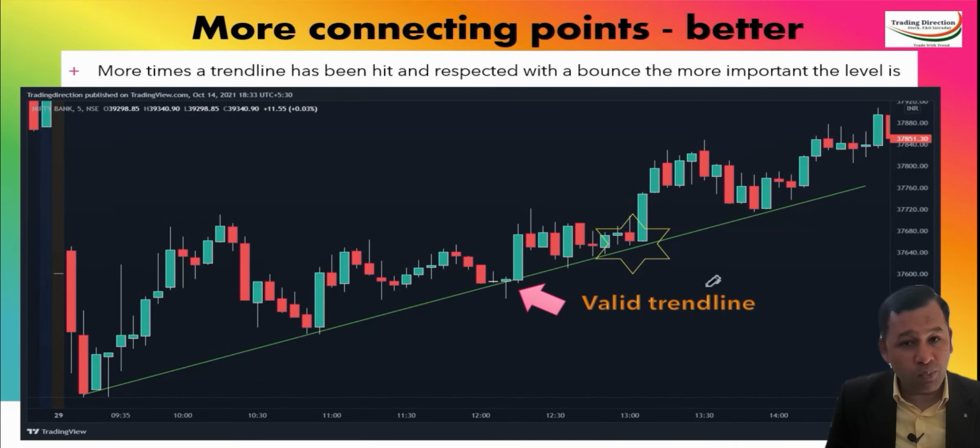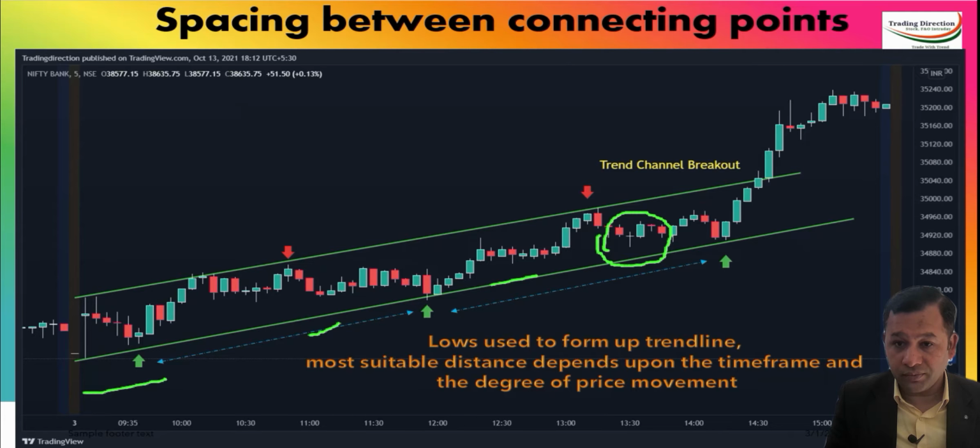More connecting points make a better and valid trend line. So these more connections indicate this is a valid trend line, and again you can enter for the fourth time. There is no confusion.